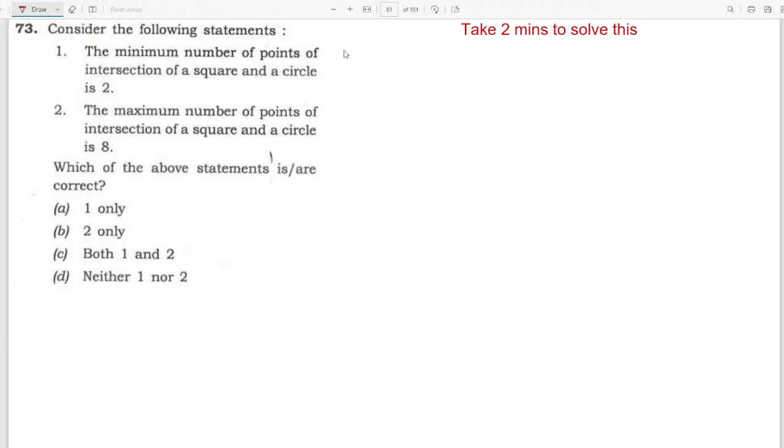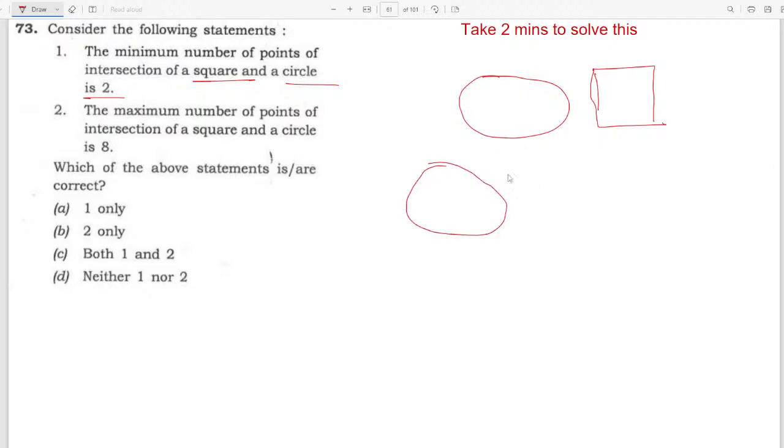They are saying that the minimum number of points of intersection of a square and a circle is 2. So if there is a square and a circle, the minimum number of points of intersection is 2. This is wrong because, for example, if the square side is a tangent to the circle, then the intersection point will be just 1. So the minimum is 1, not 2. So this option is wrong.